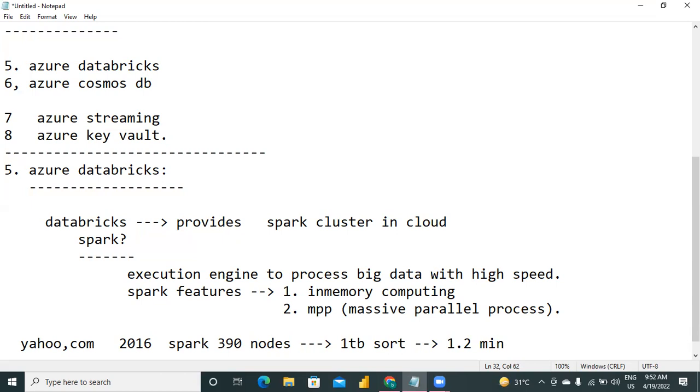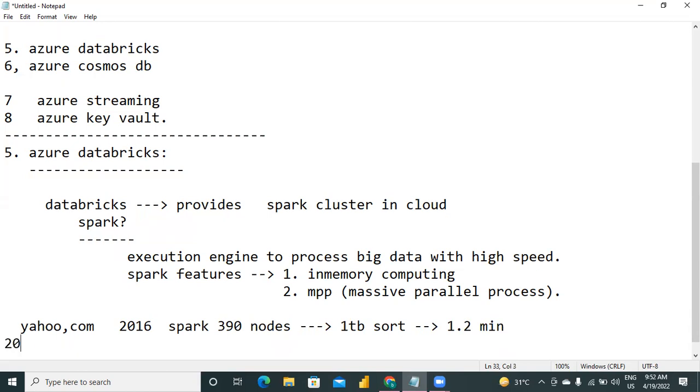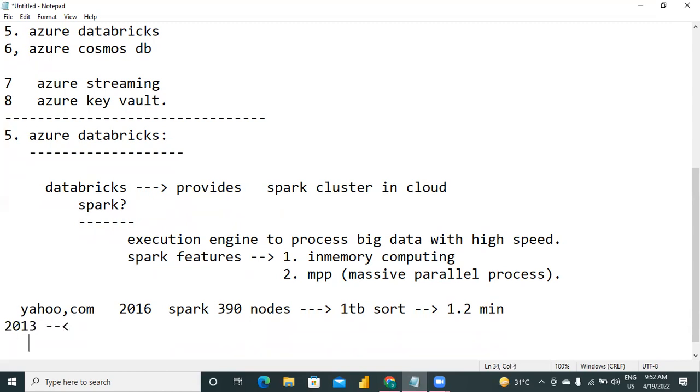Good speed or bad speed? Very, very great speed, sir. Because the same test in 2013 was done with Oracle database, because at that moment Spark was not yet released. Oracle did a 1 TB sort in 3.5 days.